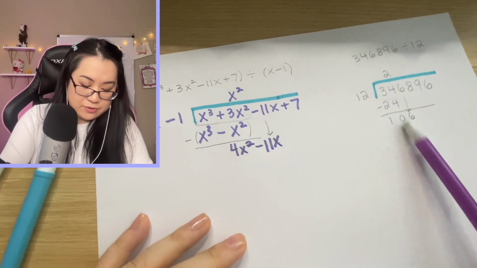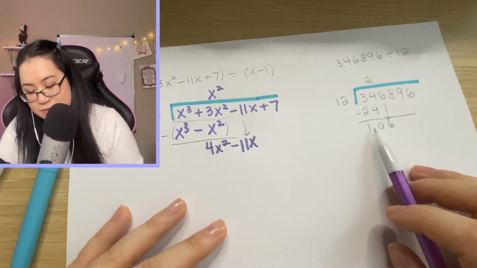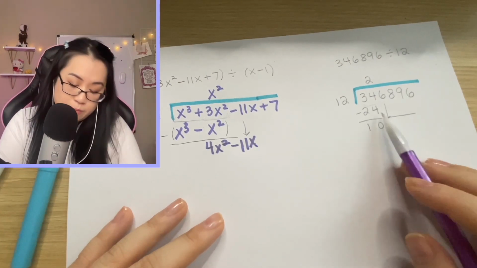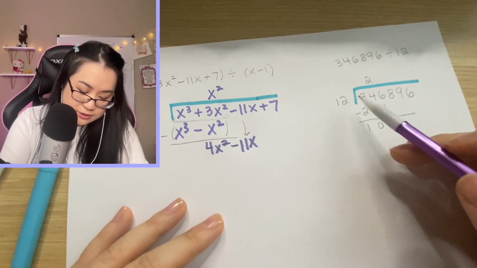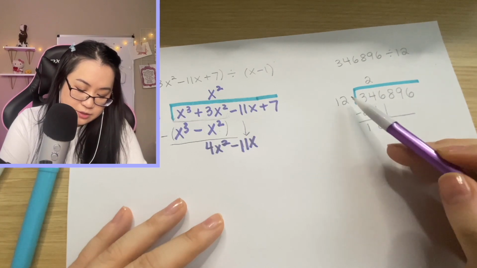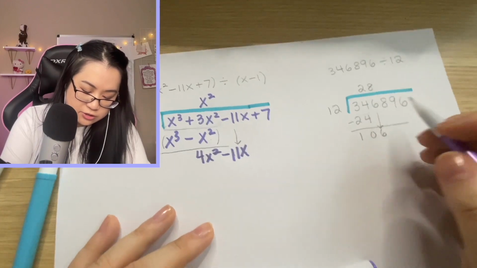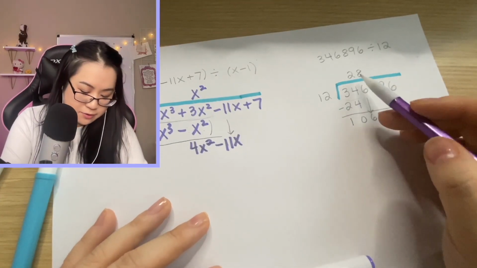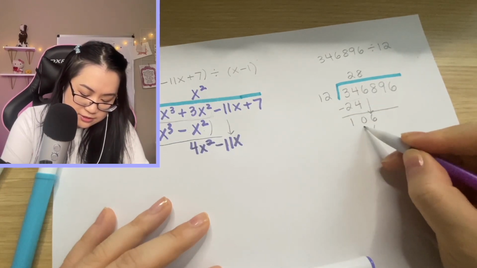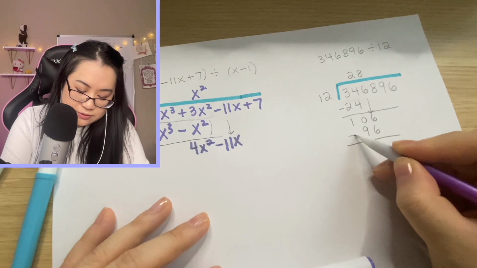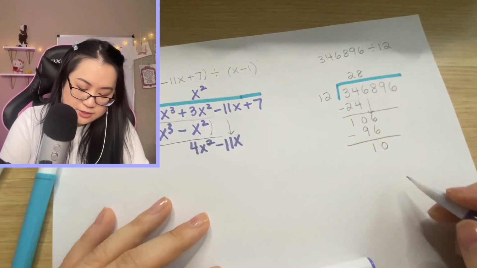So now for this, we want to know how many times does 12 go into 106 without going too many. So let's see, 9 times 12 is 108. So 8 would be just fine. So 8 times 12 would be 96. So 96. Bring it down, subtract, borrow, 10, 10.